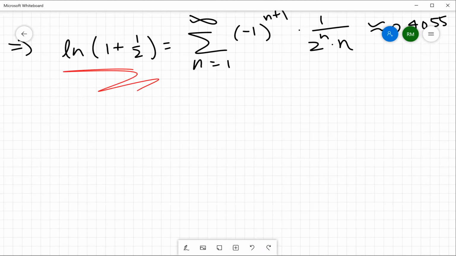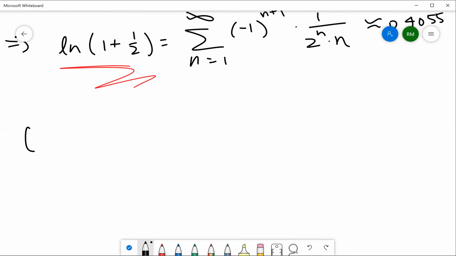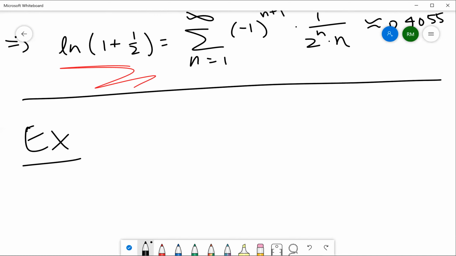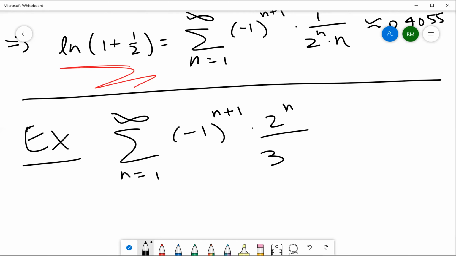All right, now I'm going to give you an example to do. See if you can figure out what this series is equal to exactly. The sum from n equals 1 to infinity of -1 to the n plus 1 times 2 to the n over 3 to the n times n.